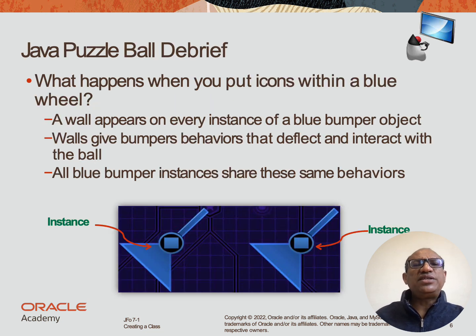A blue bumper is an object, and every instance of this object shares the same behavior for interacting with the ball. These behaviors may include deflection via triangle or the simple wall. When you place an icon on a blue bumper, every instance of that bumper gets a wall. The behavior is shared across all objects of that type. This is one of the benefits of OOP, consistency and reusability.